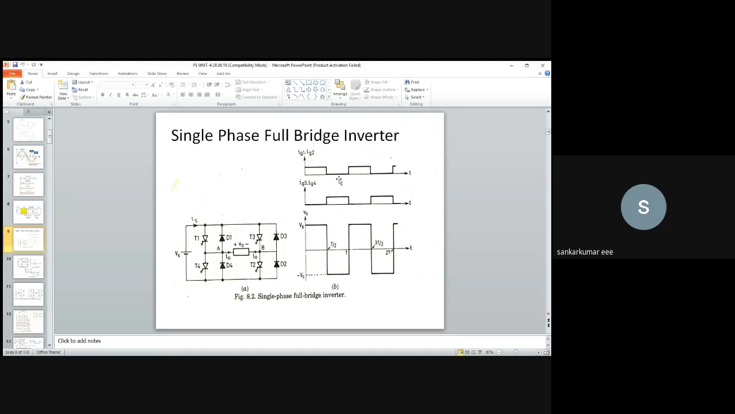So after that, it will be turned off. The gate pulses are removed and the SCRs are turned off externally. So after that, we are turning on the devices T3 and T4. The negative pulses are applied to T3 and T4, that is IG3 and IG4.